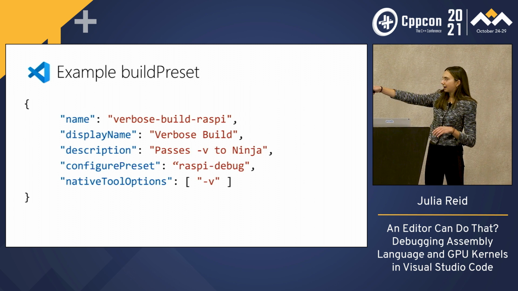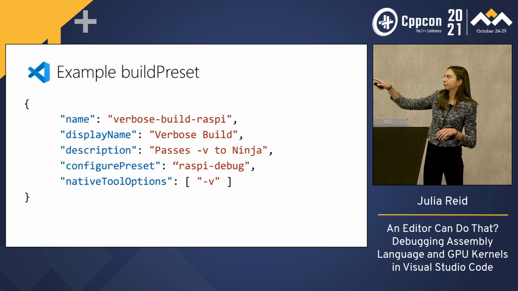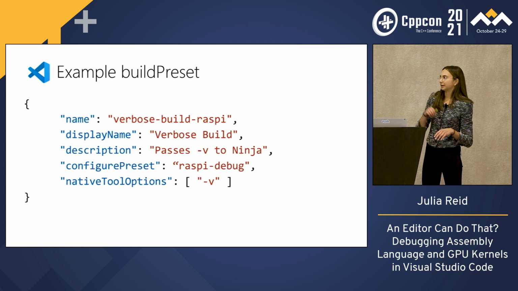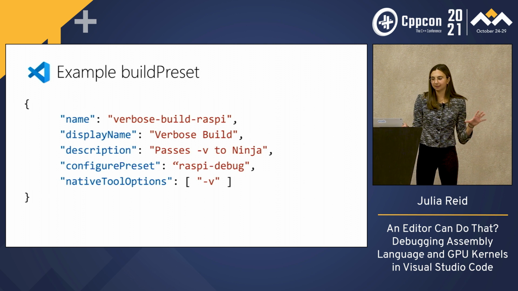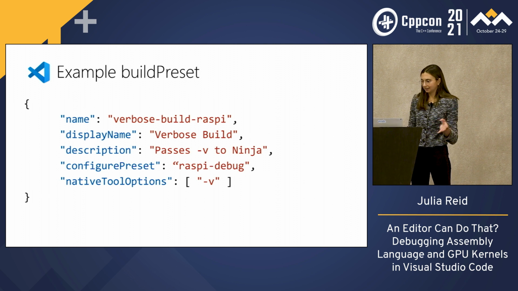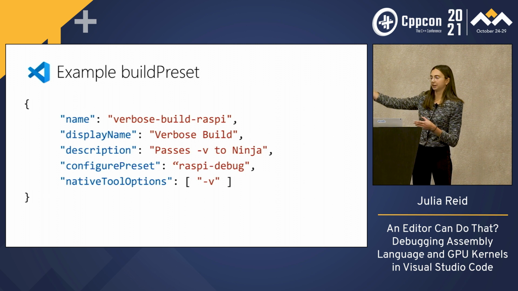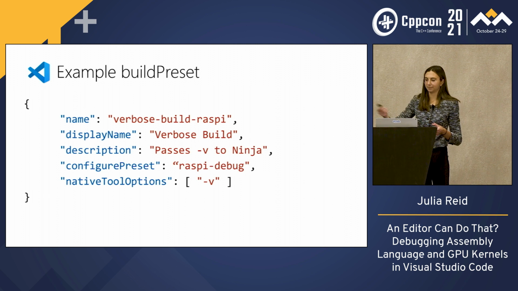And you can see here I specified a configure preset for this build preset. So there's a one-to-many mapping for configure preset to build preset. And the build directory is inferred from whatever the configure preset is that you specified for that build preset.